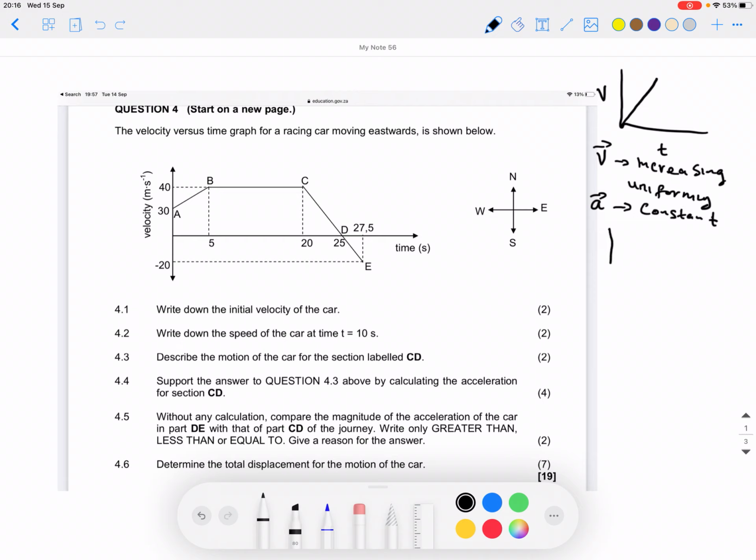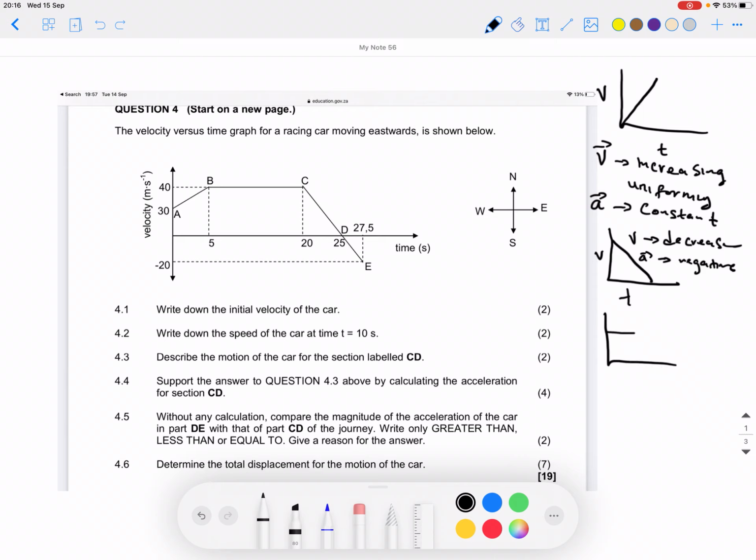And if you have a graph which is like that, your velocity is decreasing uniformly and acceleration is negative, so you have a negative acceleration.